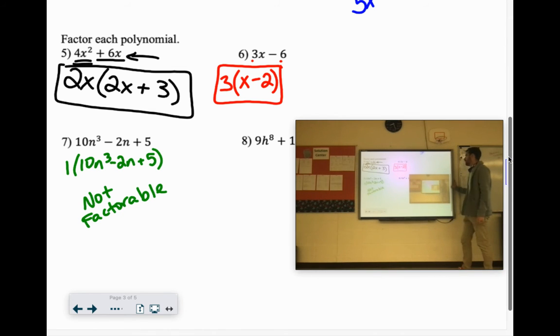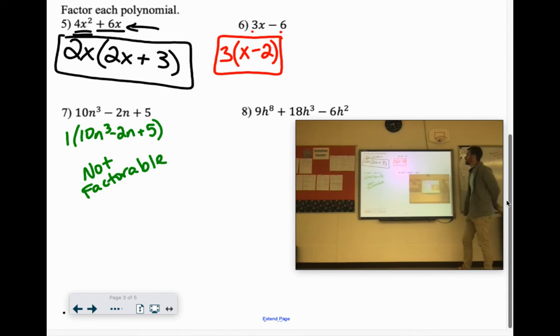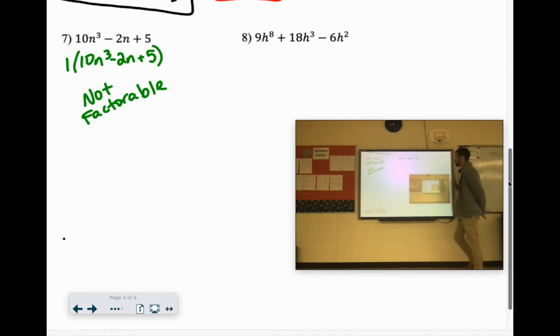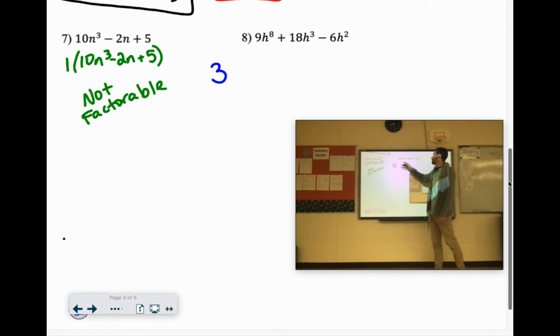All right, last one, number 8. 9h to the 8th plus 18h to the third minus 6h squared. There we go, there's the extend page. So 9, 18, and 6, the greatest common factor would be 3. We have h to the 8th, h to the third, and h to the second. So they all have at least h to the second. So that would be our greatest common factor.